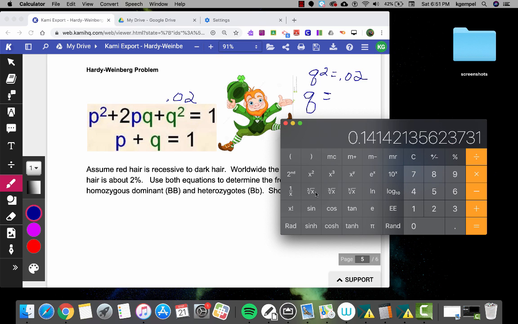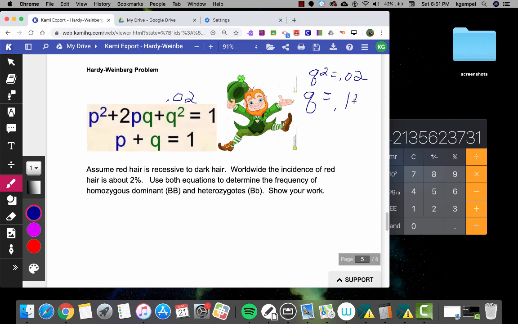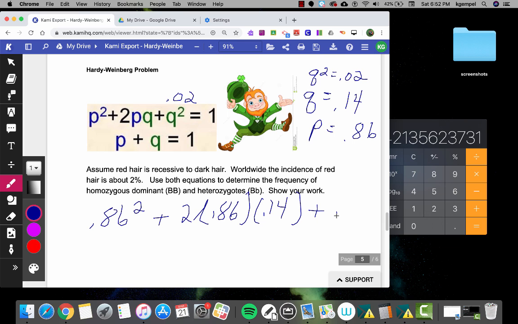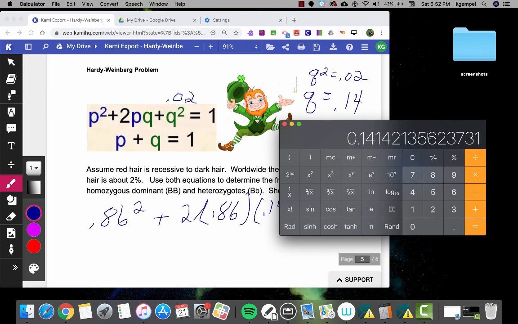0.02 square root. Okay, 0.14. Q is going to be equal to 0.14, and then P would be equal to 0.86. So now I can go here and say that we have 0.86 squared plus 2 times 0.86 times 0.14 plus our 0.02. Okay.